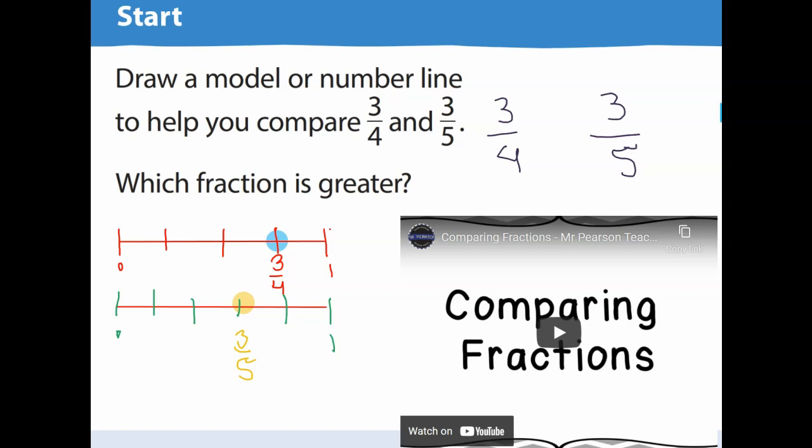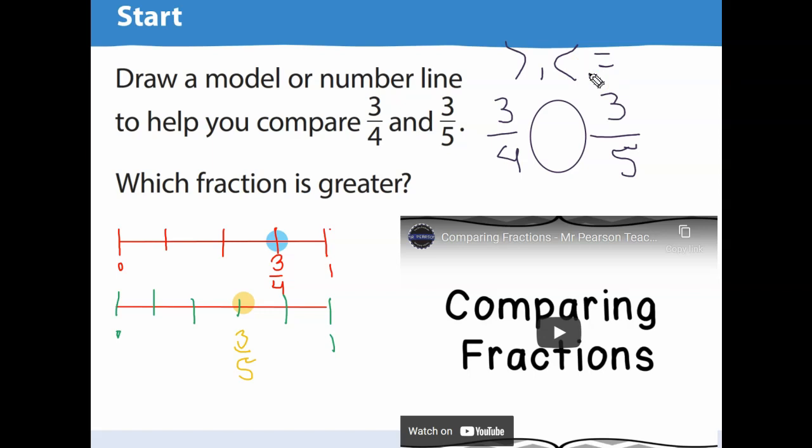Do you notice anything? What's the same about both fractions? They have what? And what's the number at the top called? Numerator. So the numerators are the same. Okay. So based on my number line, 3/4 is greater than, less than, or equal to? Think about it.